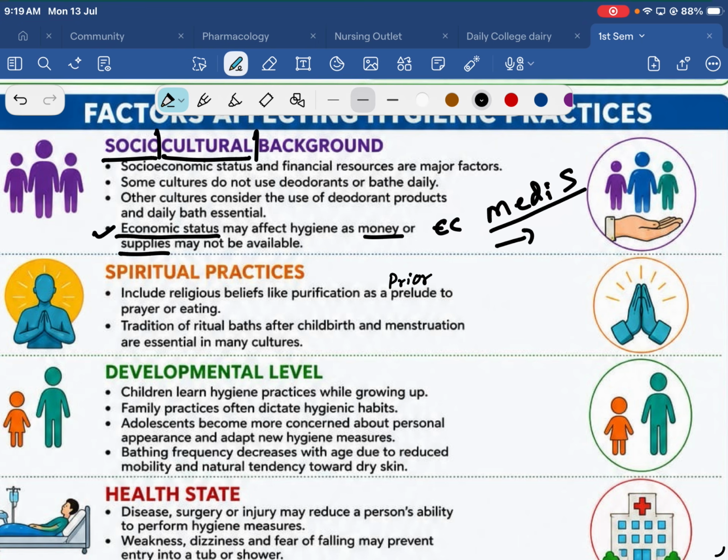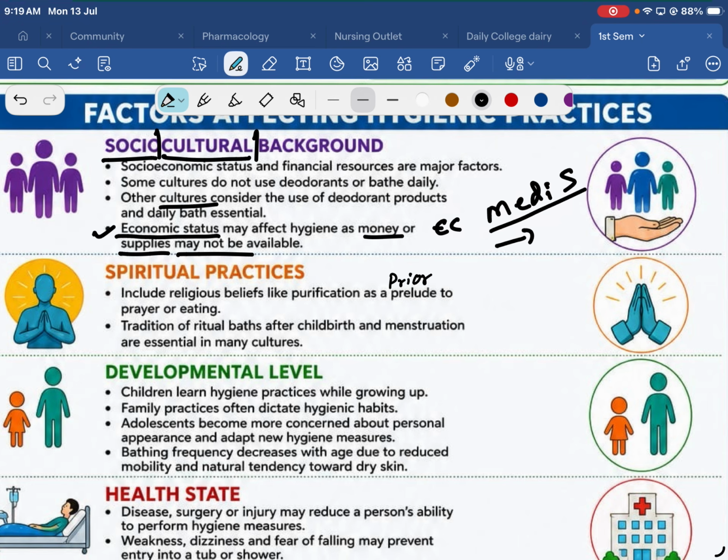I am telling the positive and negative, no? So these are the factors affecting. If you have more money, you can afford all the things that other rich people get. So that is about this point.